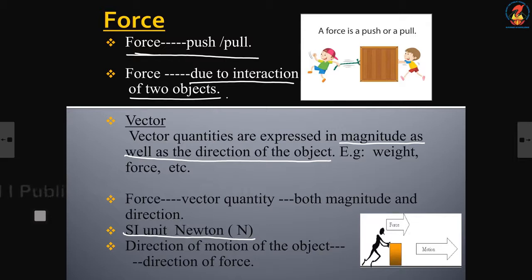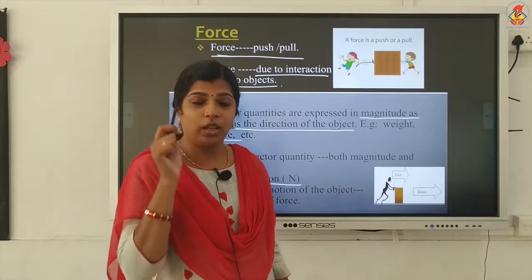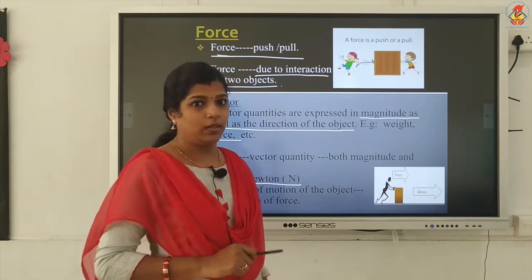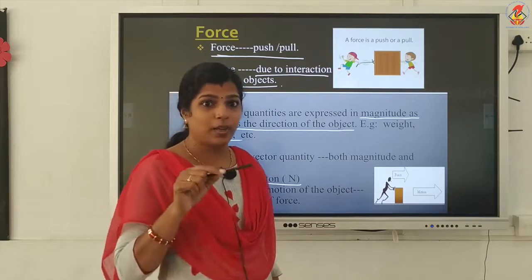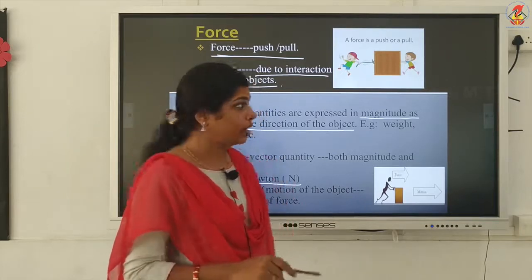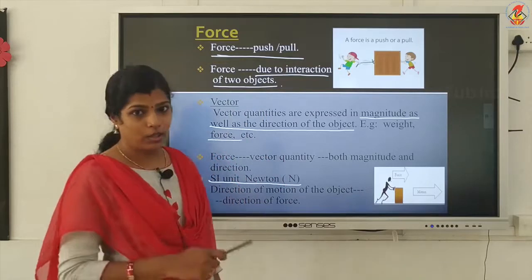Now, force is a vector quantity. We need to specify the direction. In which direction you are applying force? So, we need to specify the direction. So, that is a vector quantity.